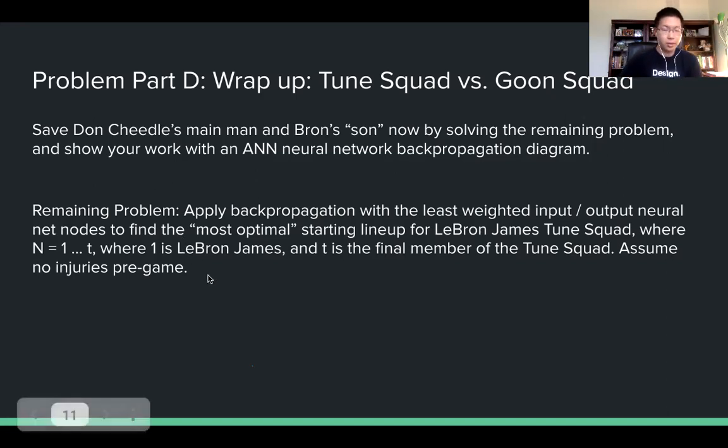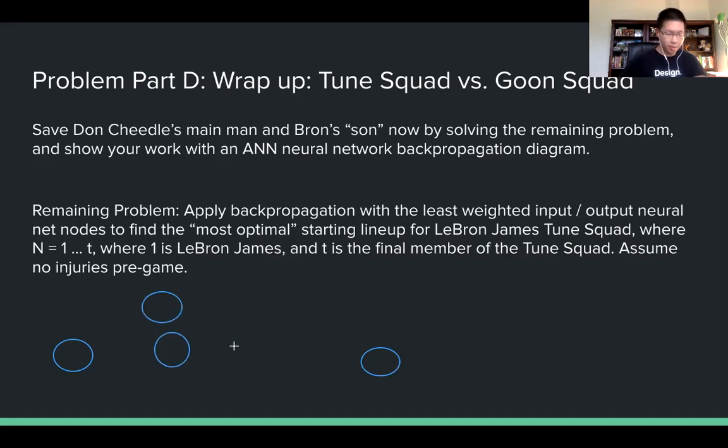So let me start this slowly because this solution is quite involved. The first thing I would notice for drawing any neural net is to get the input and the output. The second thing I'd notice is what is your hidden input, which is of course the lineup squad, the Tune Squad members.